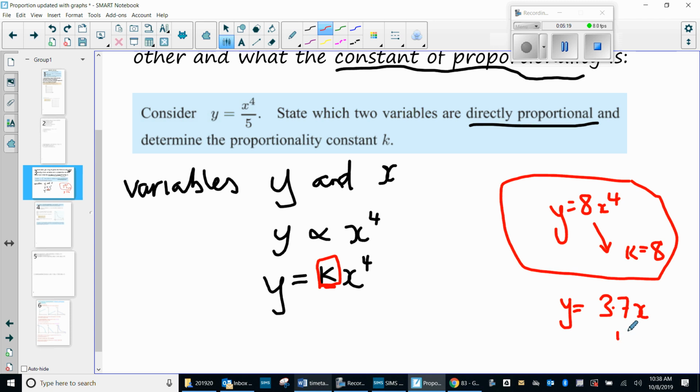Okay, so k was 3.7 in this one. Now, we have to say to ourselves, okay, in our question, what's the value of k? Now, I've got something over 5. We have talked about this before. When something is being divided by 5, it's the same as doing what to that number? How could I split it so it is something in front of x to the power 4?